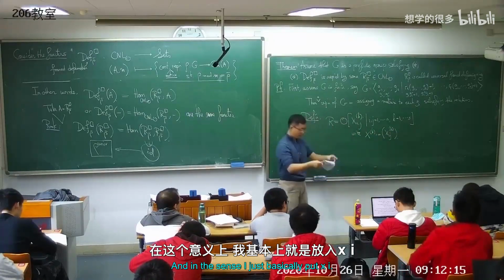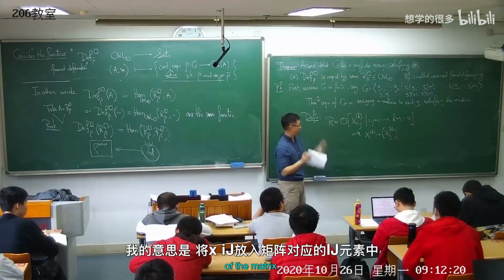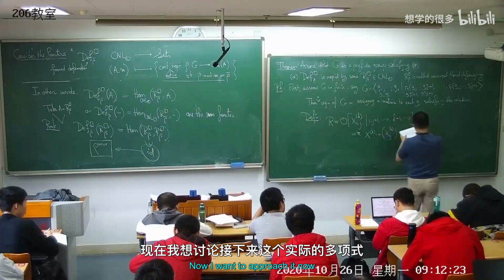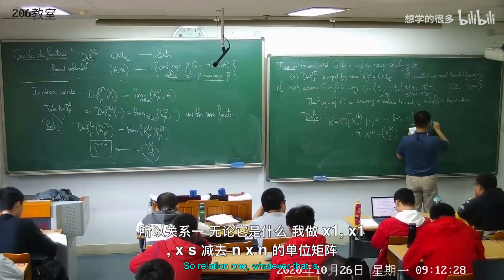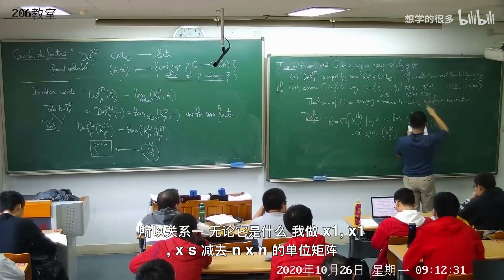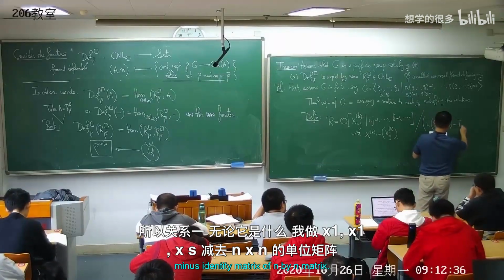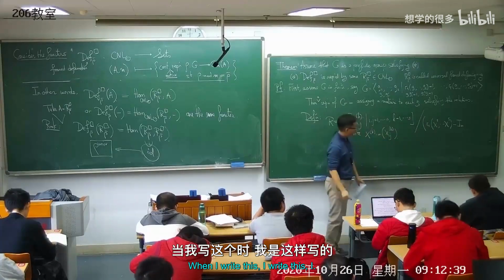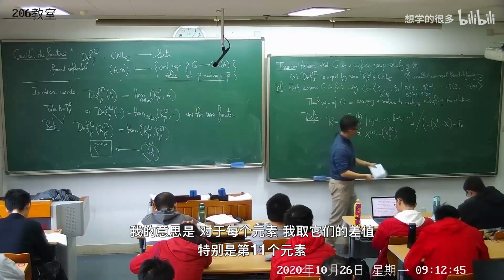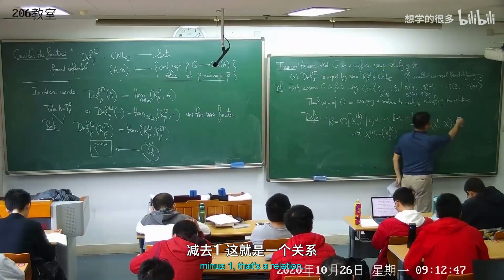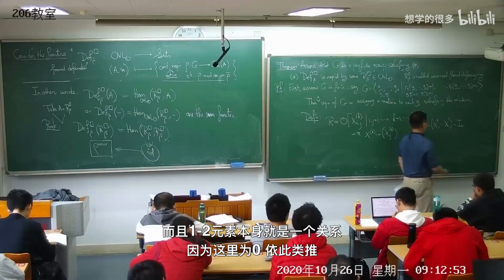Okay? In the sense that I just basically put x_{ijk} in the corresponding ijth entry of the matrix. Now I want to quotient by the following polynomials. So relation 1, whatever that is, I do x1, ..., xs minus the identity n by n matrix. When I write this, I mean that for each entry, I take the difference, like the 1,1 entry minus 1, that's a relation. And the 1,2 entry itself is a relation because over here it is 0, and so on and so forth.